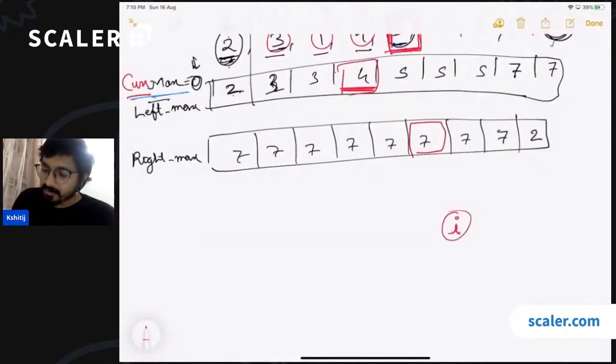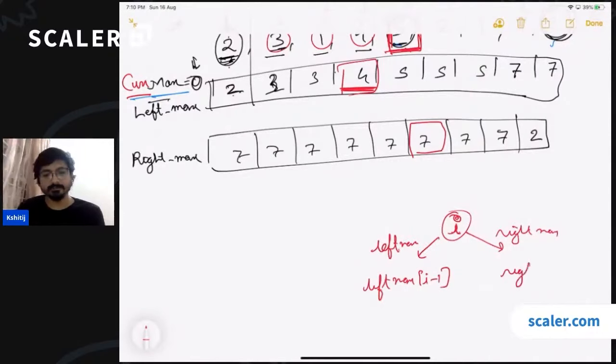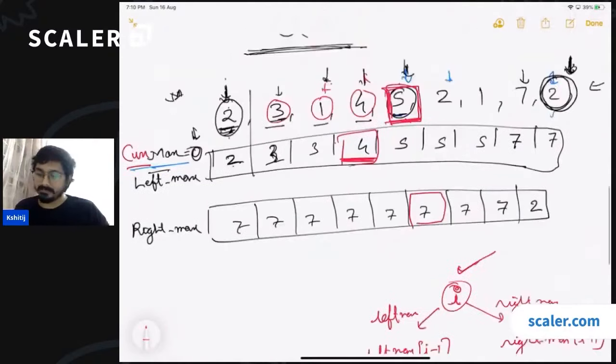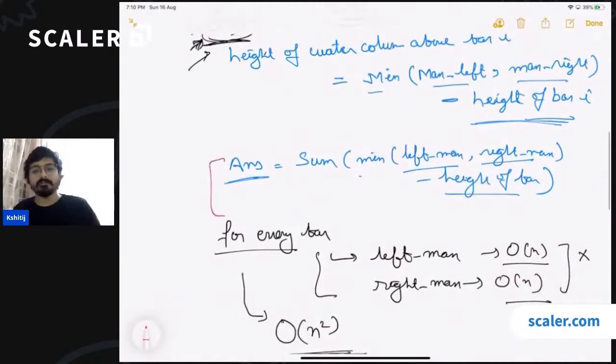If we are talking about the ith index, the left max is stored at left max I minus 1, and the right max is stored at right max I plus 1. Okay, you don't need to run 2 loops for each and every number. We can just pre-compute the left max and right max for each and every index, and using these values, now we can have a different loop and we can get these values in order 1.